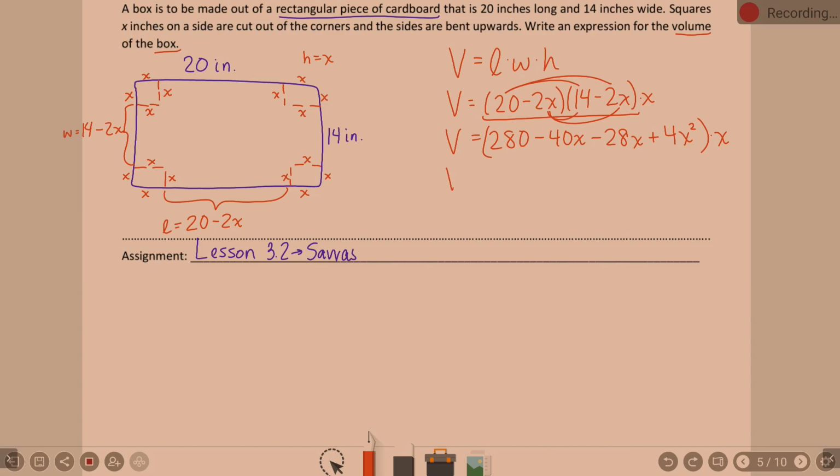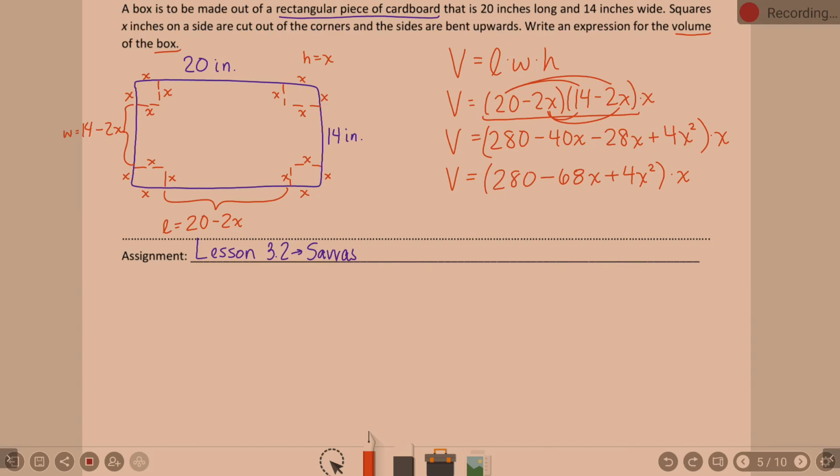Clean up in the parentheses. We still have 280. What's 40x minus 28x? Negative both. Or, 60. Oh yeah, I was adding. Never mind. I did the same thing. Minus 68x plus 4x squared, and times x.